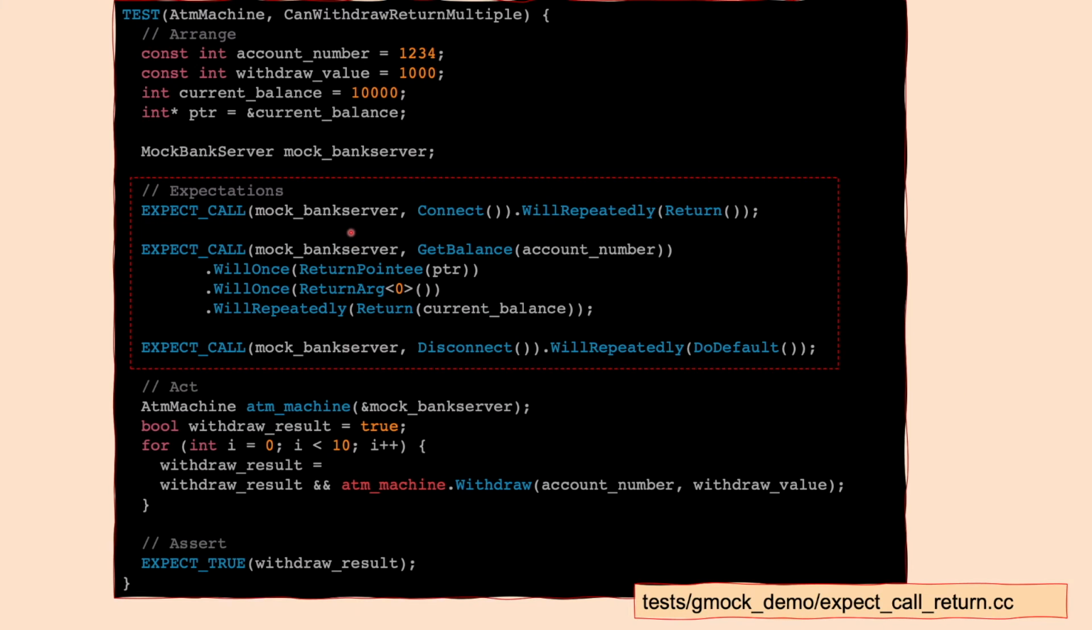Here is another example in which we have a pointer that is pointing to a variable called current balance. Having this defined, then I can say when getBalance was called, return the pointee of this pointer, which is what it is pointing to, which is the value of 10,000. Here I'm saying when getBalance was called with this parameter, return the parameter number 0, which is this parameter itself. So the first time I call the pointee, the second time I'm returning the argument 0 itself. And finally here I'm saying for the next calls, return the current balance itself. You can play with this test yourself from this path down here.